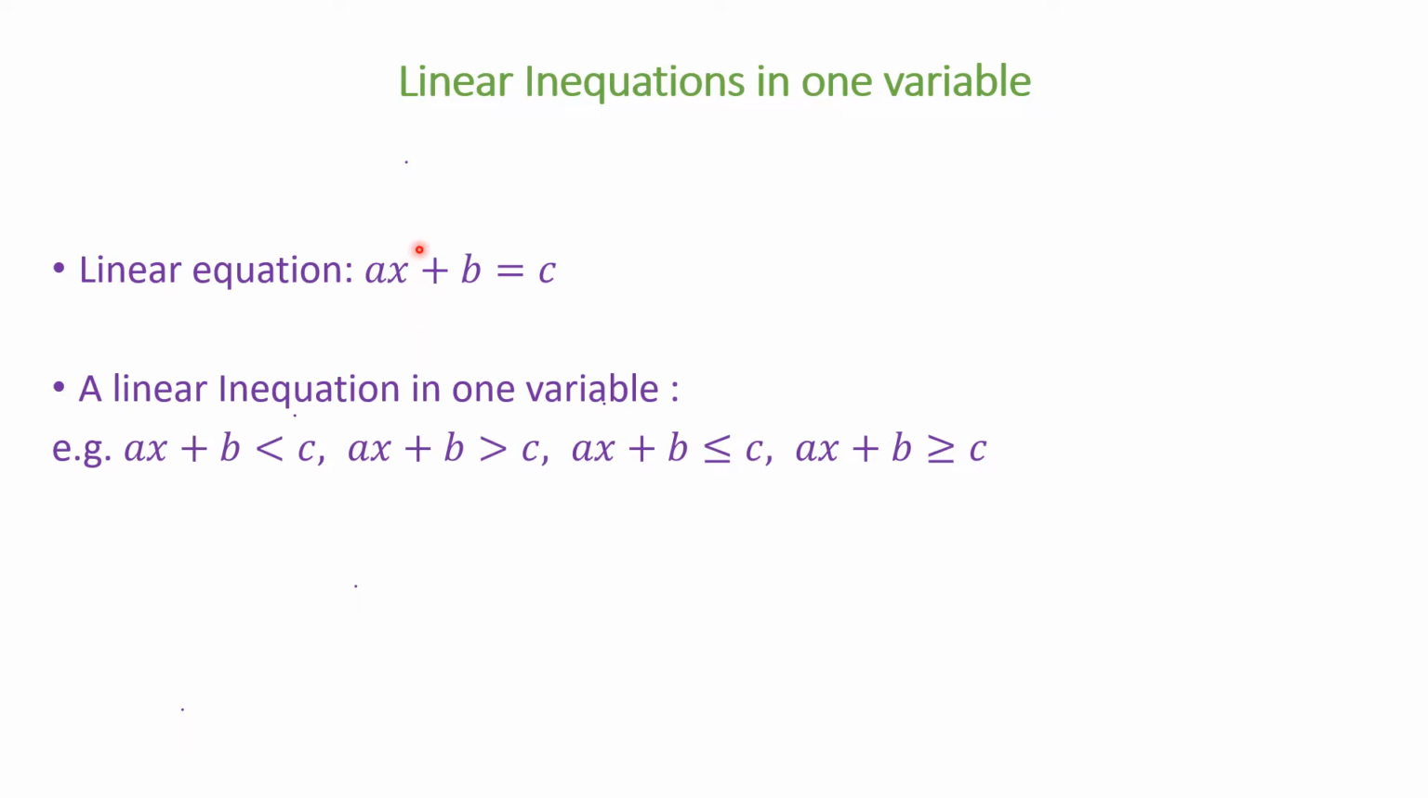Because the highest power of the variable x is 1, it becomes a linear equation, and because there is an equal to sign, it becomes an equation. So ax plus b is equal to c is just an example. When I say linear inequation, the linear part remains the same, that is, the power of the variable is still 1. But because I am saying inequation, the equal to sign gets converted into an inequality, that is, less than, greater than, less than or equal to, greater than or equal to.